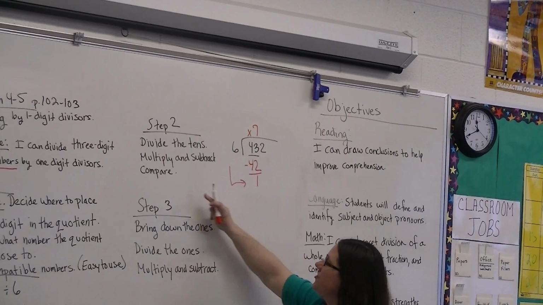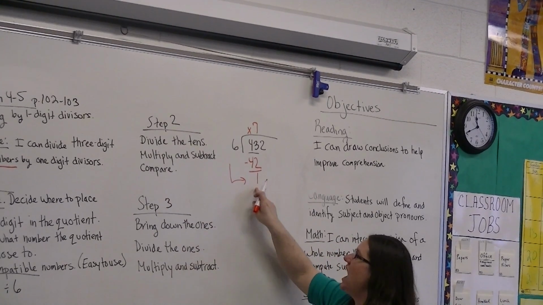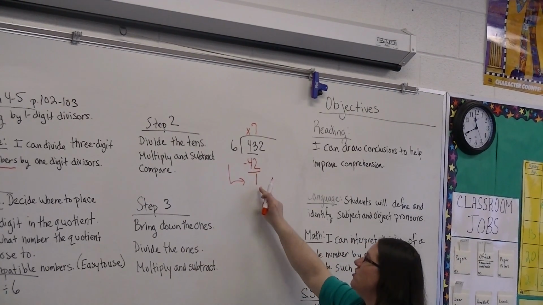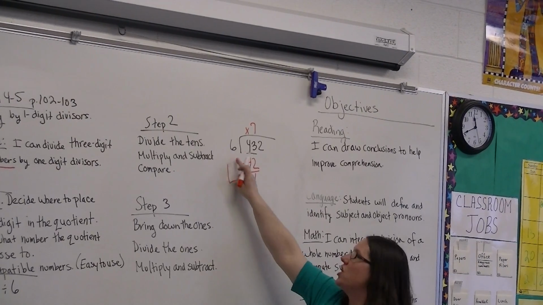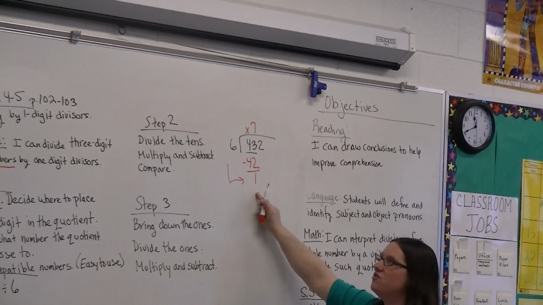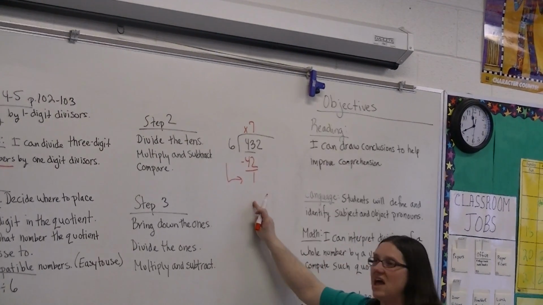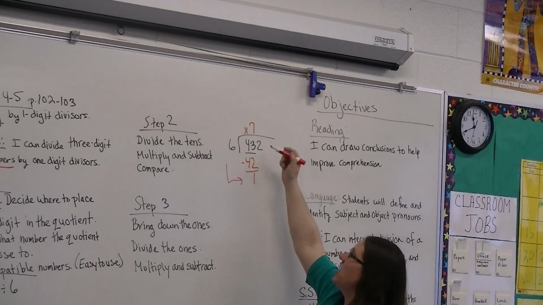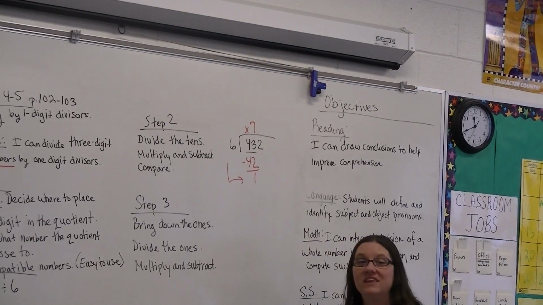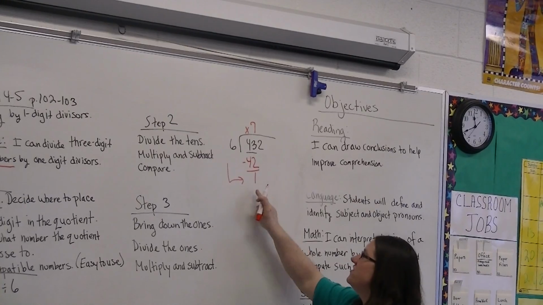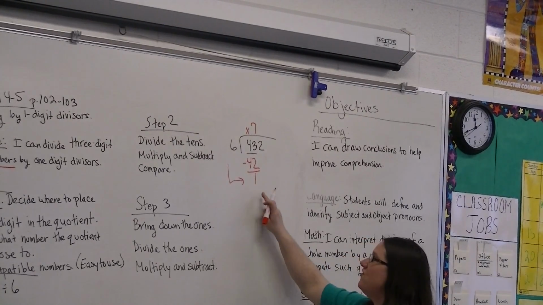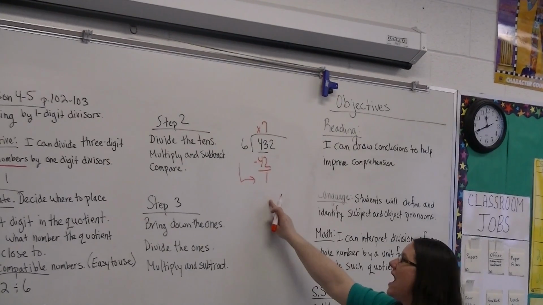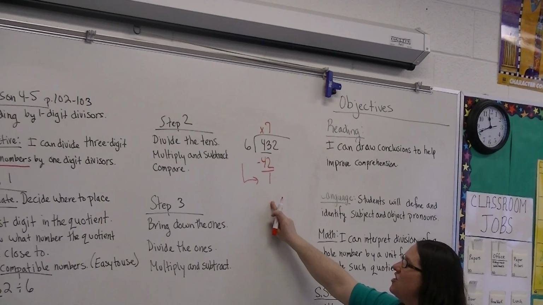Our compare step is here now. We have 1 here. We have to compare this to our divisor. If this number is bigger than our divisor, that's a sign that we need to go back and change. Then our number up here that we started with needs to be bigger. If this number is lower than your divisor, then you know you are on track, and then you may begin your next step.